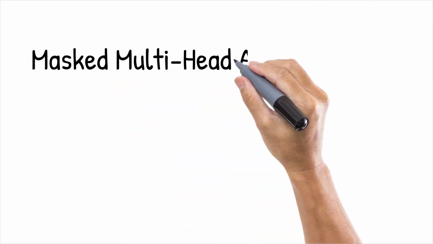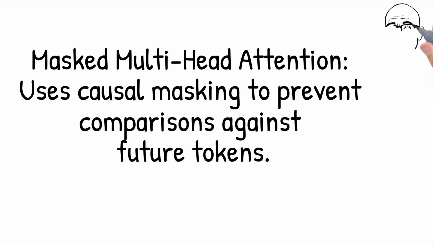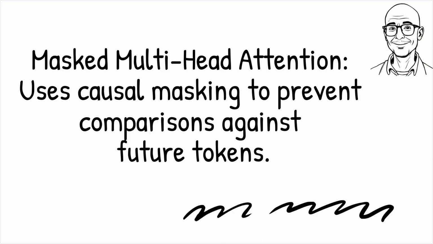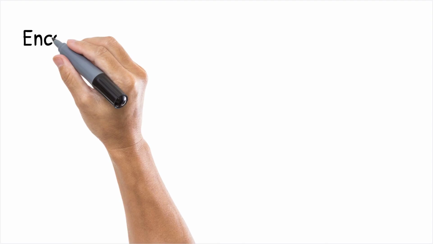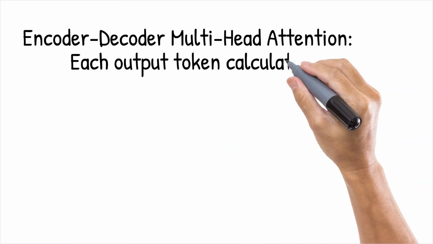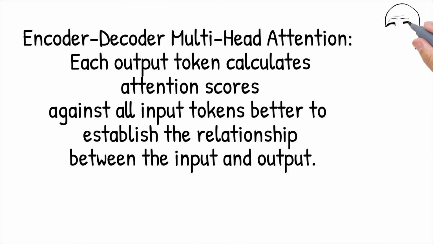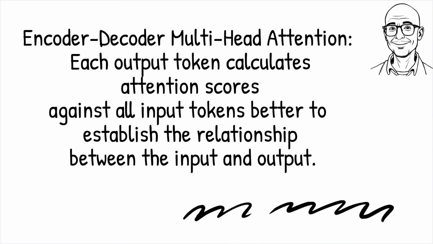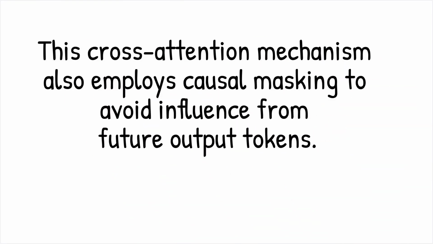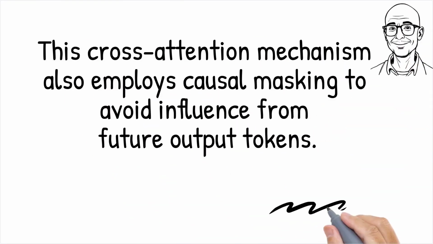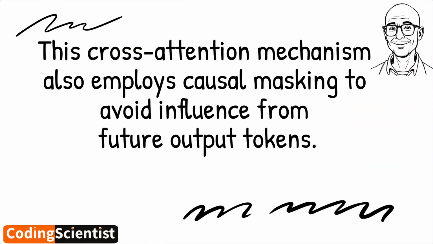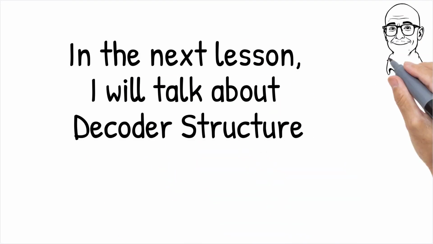There are two types of self-attention. Masked multi-head attention uses causal masking to prevent comparisons against future tokens. Encoder-decoder multi-head attention. Each output token calculates attention scores against all input tokens to establish the relationship between the input and output. This cross-attention mechanism also employs causal masking to avoid influence from future output tokens.